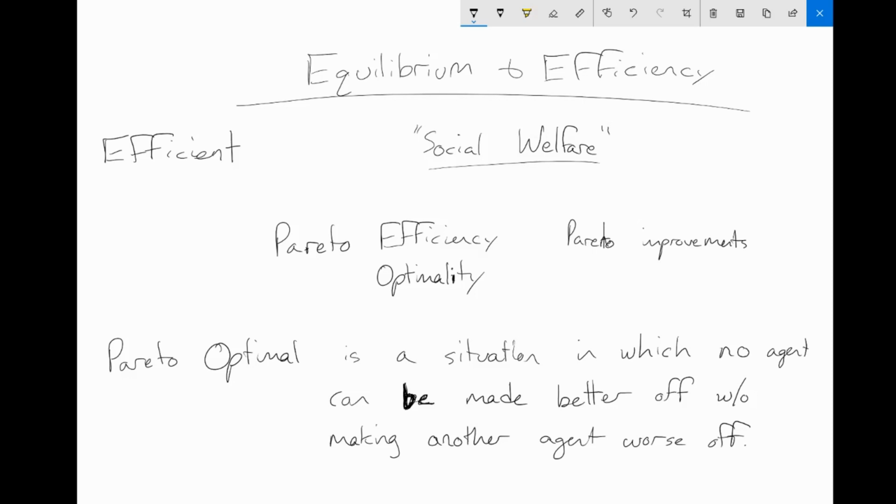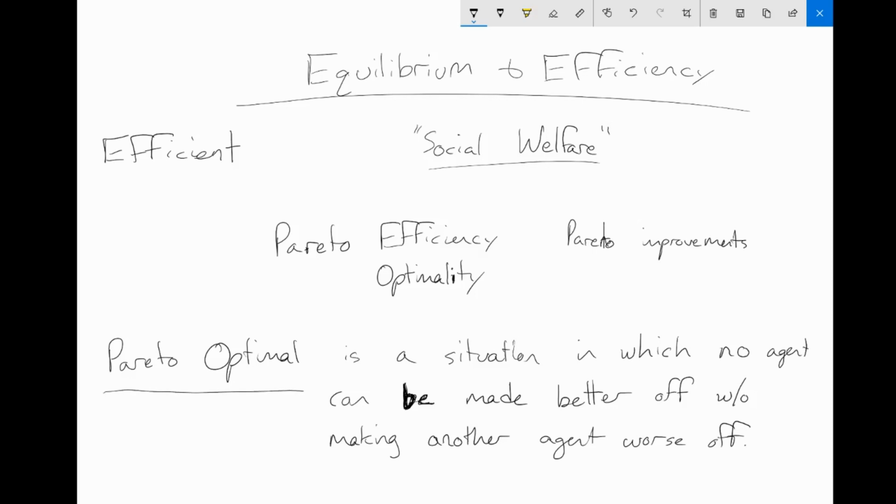Okay, and so if an exchange makes at least one agent better off without making the other agent worse off, it would be a Pareto improvement. And in an economy, if the economy can reach a point where no agent can be made better off without having to make someone else worse off, that would be a Pareto optimal.